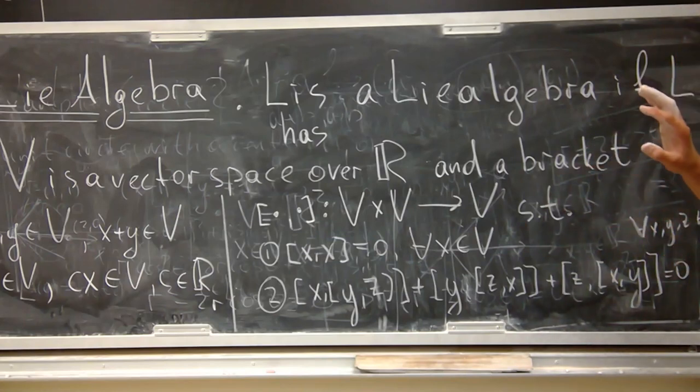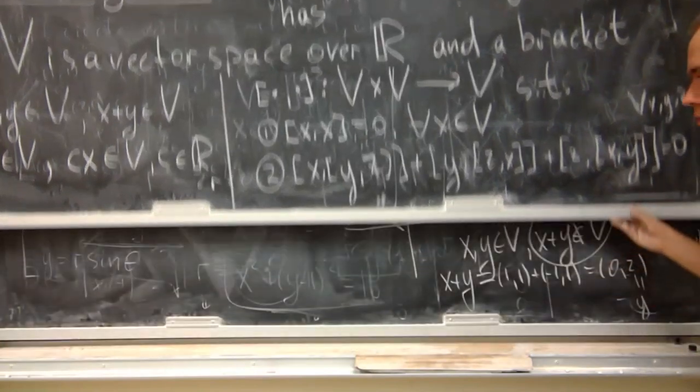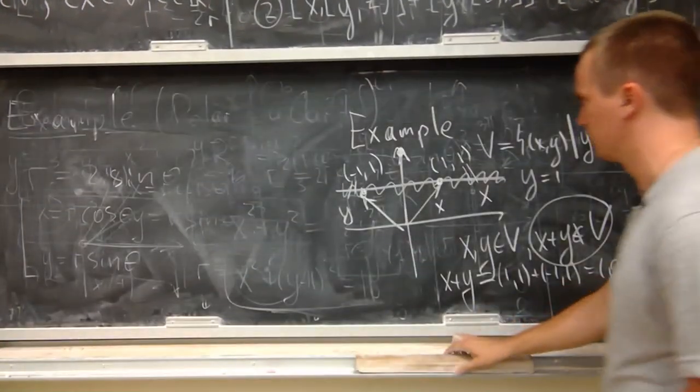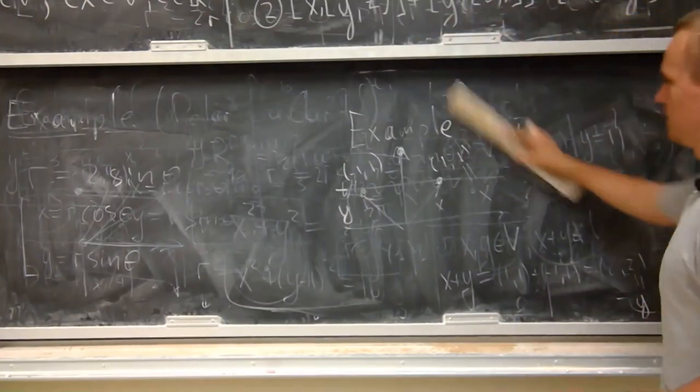And okay, right now a couple of people are confused, and I feel like the best way to explain a definition is just to give a concrete example. So let me give you a concrete example of a Lie algebra. And you're going to be super surprised.